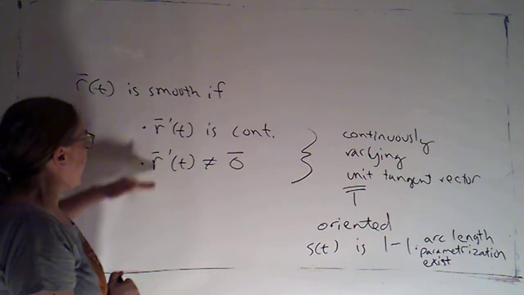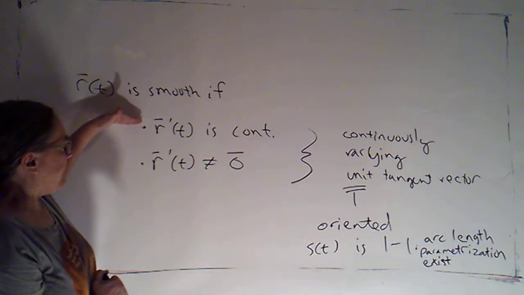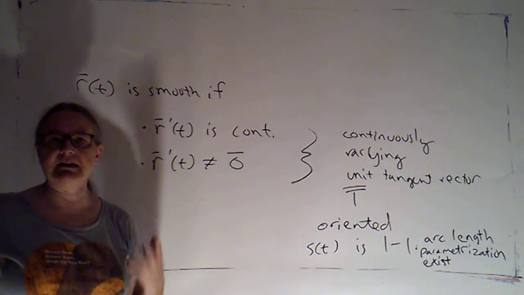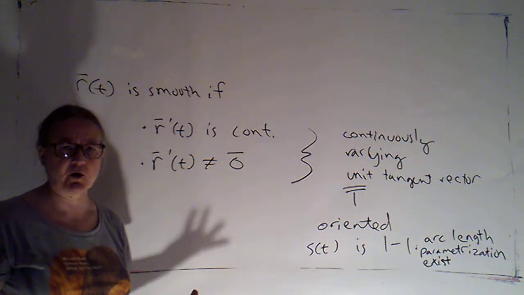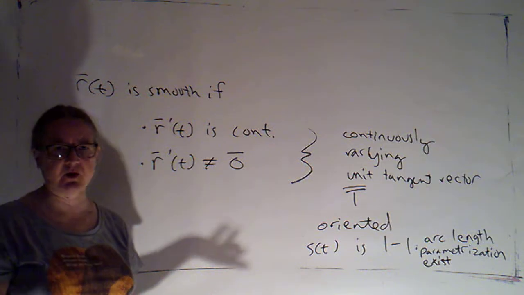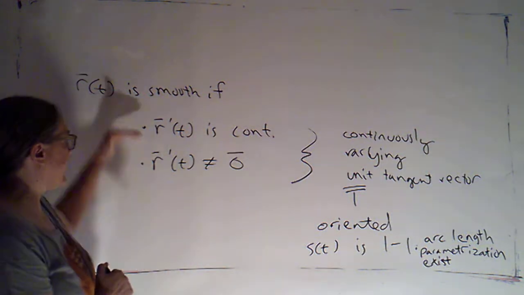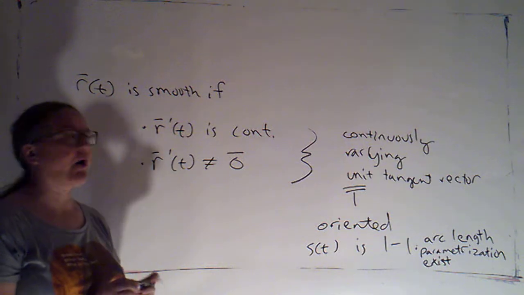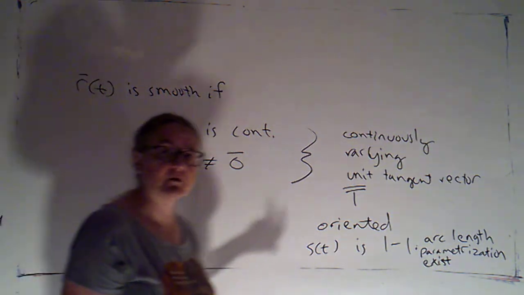Okay? The fact that r prime of t is continuous, that's usually fairly easy to spot because a lot of the functions that we work with are continuously differentiable on their domains, and so that's not going to be a big problem. I want to talk a little bit about the significance of r prime of t not being zero.